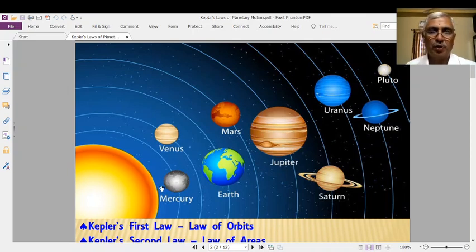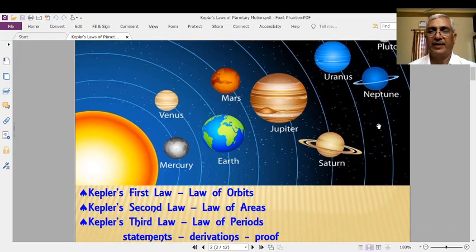The closest planet is Mercury, and the next one is Venus, and in the third place is our Earth. Then Mars, Jupiter, Saturn, Uranus, and Neptune are the different planets.